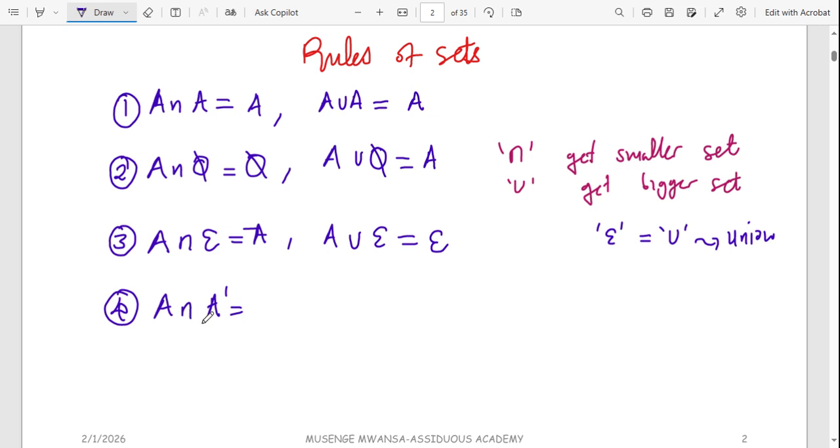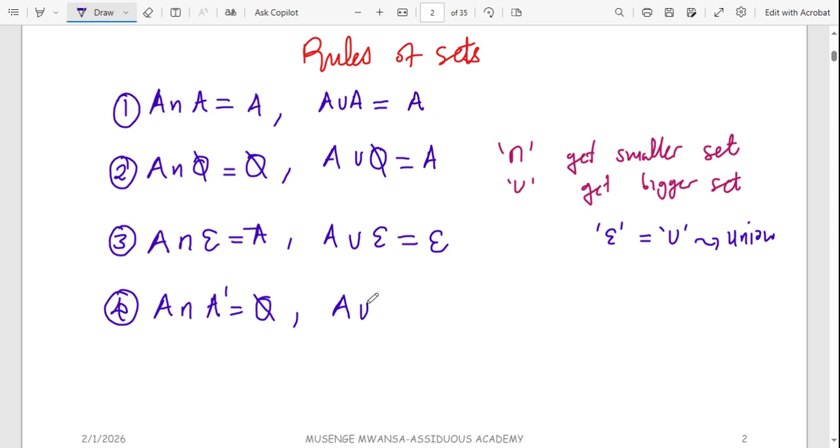Stop. So a set intersection its complement is an empty set. There's nothing common. So please stop using some words. Stop posting some memes. You can post many things, but don't post some memes, especially those that have to do with your future and such.